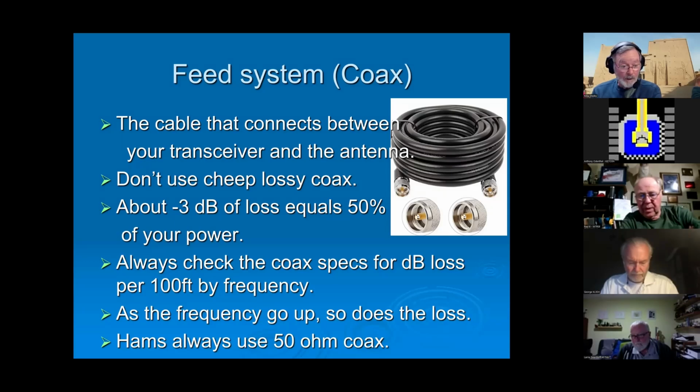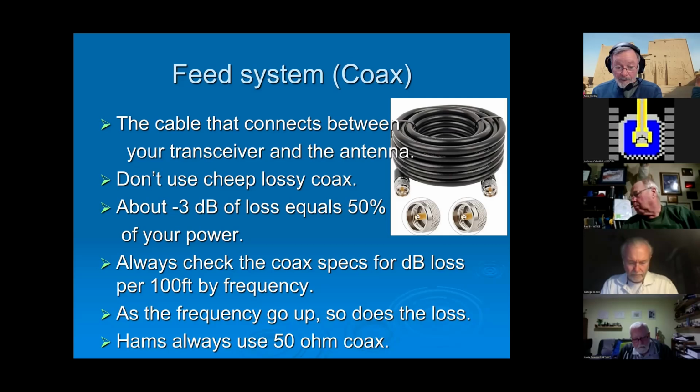So let's see that, the fourth bullet down there. Always check the specs for the dB loss per 100 feet of your coax. As the frequency goes up, so do the losses. And when you get into the VHF, UHF bands, those losses get quite substantial. So in those bands, you really have to step up to better coax.